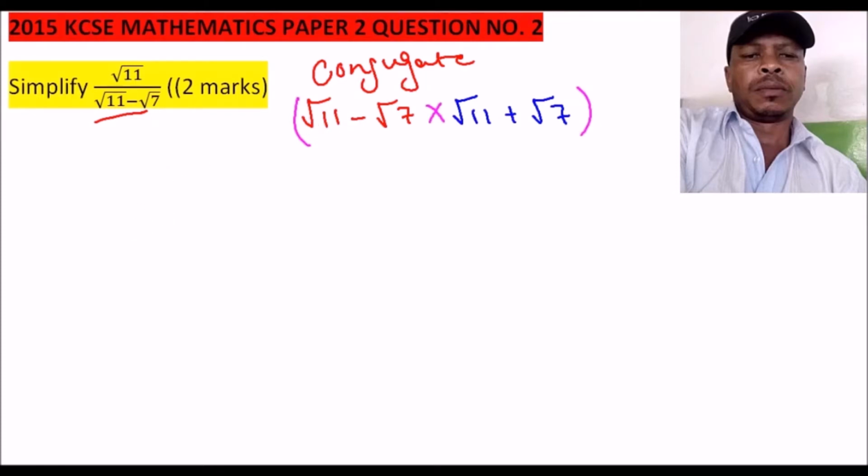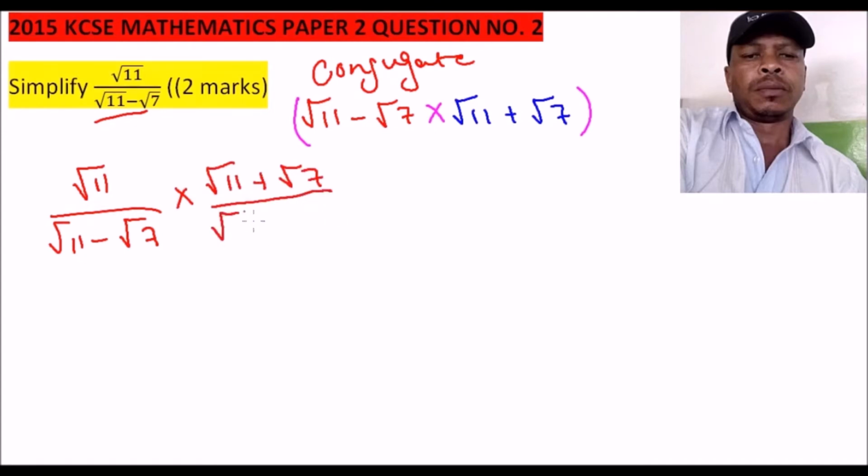Basi tunakuja hapa tuandike equation yetu or our expression. Tuseme root 11 tuna divide na root 11 minus root 7. Tuna multiply na its conjugate yenye ni root 11 plus root 7. Na tuna divide na the same root 11 plus root 7. Ukiangalia hapa root 11 plus root 7 tukidivide na root 11 plus root 7 itakuwa 1. Kwa hivyo ni kama tumeapply hii expression na 1. Kwa hivyo hatuna kitu tumebadilisha. Ukimultiply anything by 1 it remains the same.